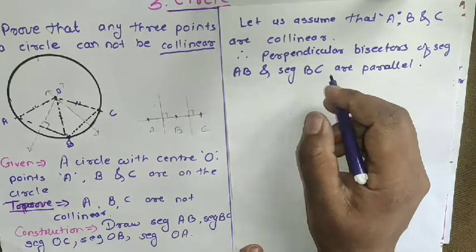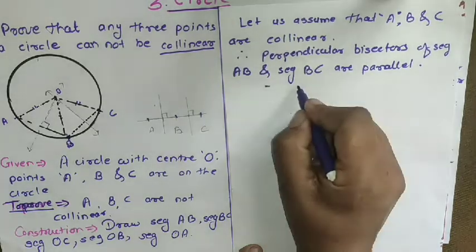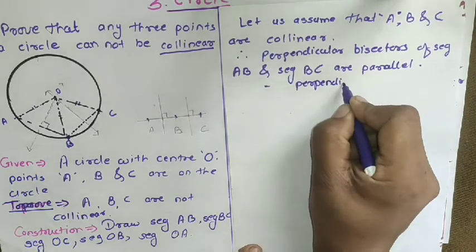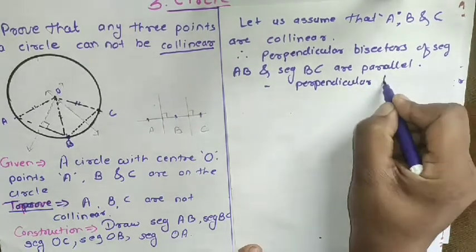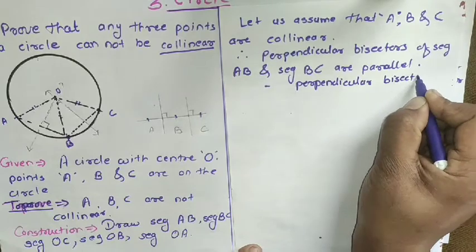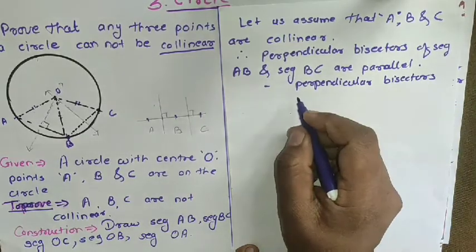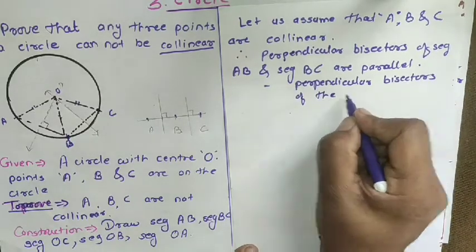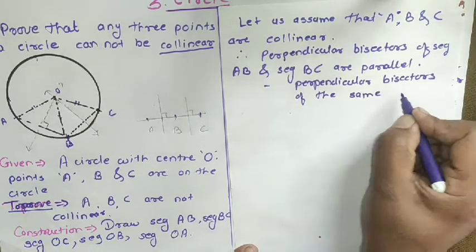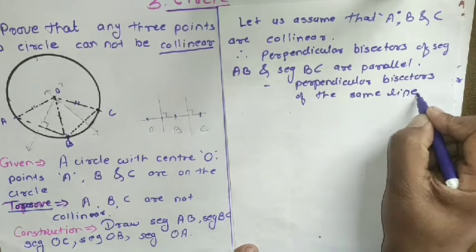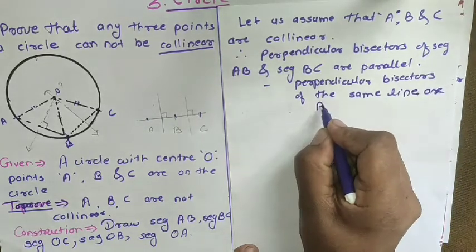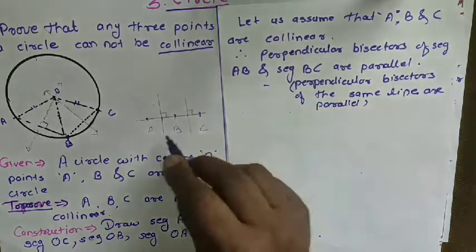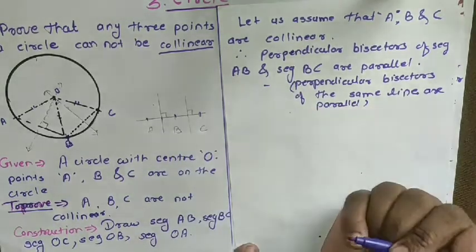And for the reason, here we have to write: perpendicular bisectors of the same line are parallel. Okay. So they lie on the same line and that's why their perpendicular bisectors are parallel.